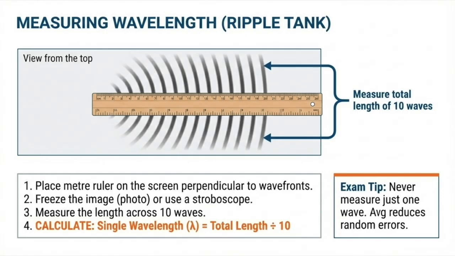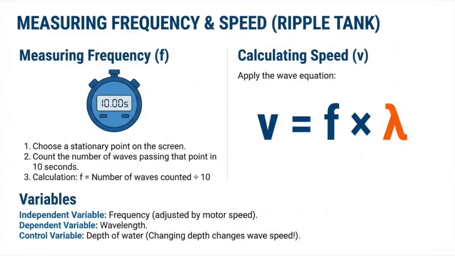Think about it. Trying to measure one tiny blurry wavelength is a nightmare, right? Your measurement could be way off. But if you measure the total length of, say, 10 waves, and then divide that bigger number by 10, you slash your percentage error. Any little mistakes get averaged out, and you end up with a much more reliable, accurate result. And here's the final step, the payoff. You take the frequency from your stroboscope, your carefully calculated average wavelength, and you just plug them into the wave equation. You've got it, the wave speed.